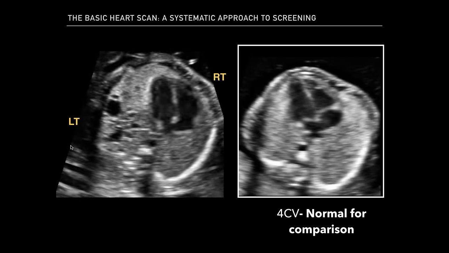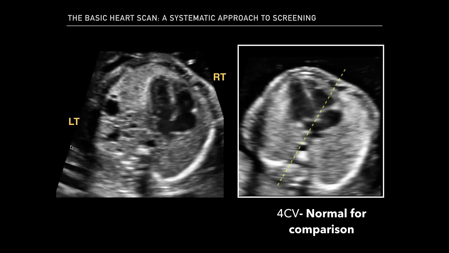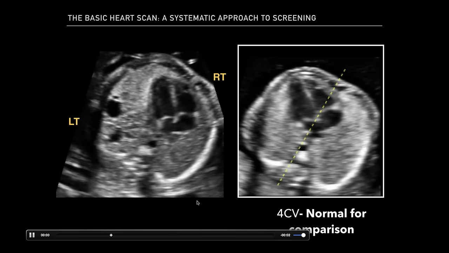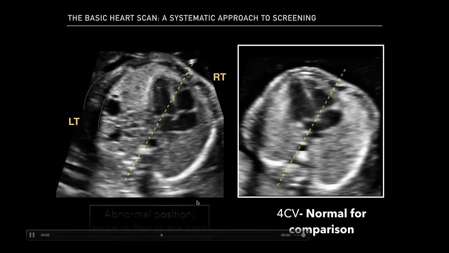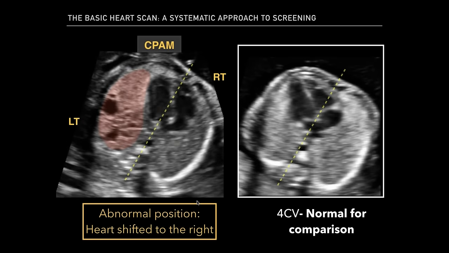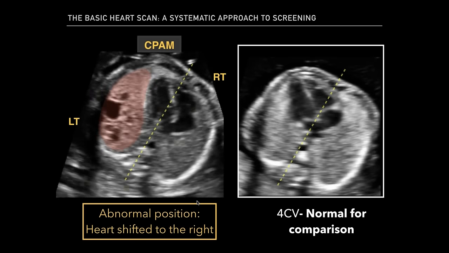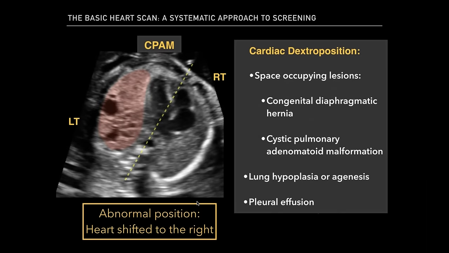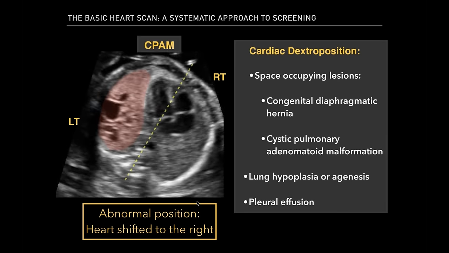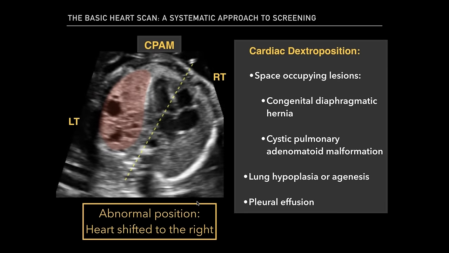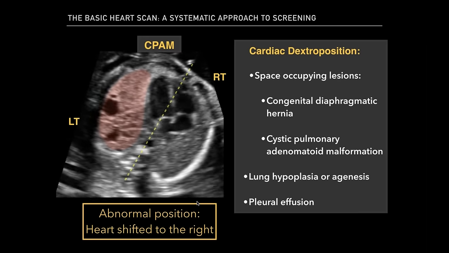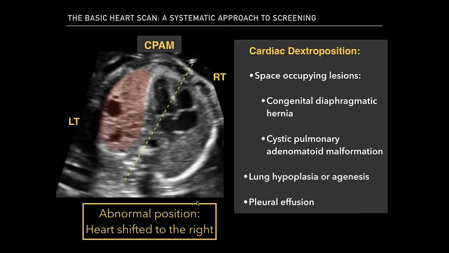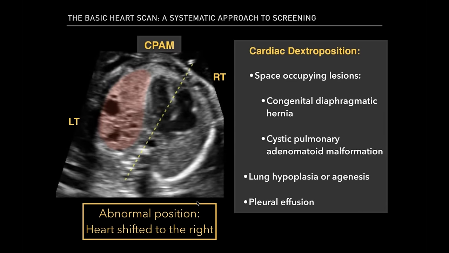So here, just looking at the four chamber view again, the heart is leftward and is over towards the left side of the chest. But as we see in this clip, the heart is completely shifted over towards the right. So this is an abnormal position of the heart, otherwise known as cardiac dextroposition. This can be due to space-occupying lesions such as congenital diaphragmatic hernia, cystic pulmonary adenomatoid malformations, lung hypoplasia or agenesis, or even severe pleural effusion.